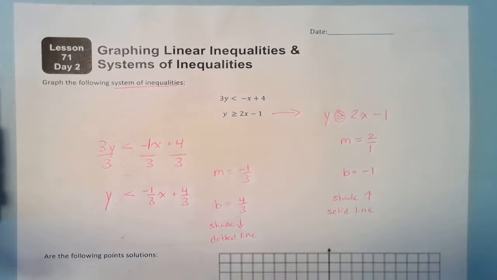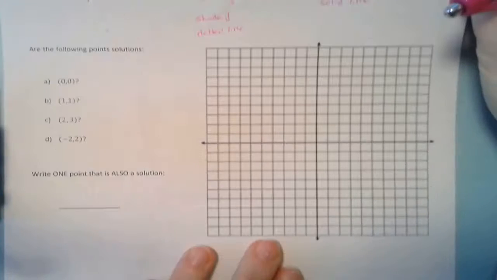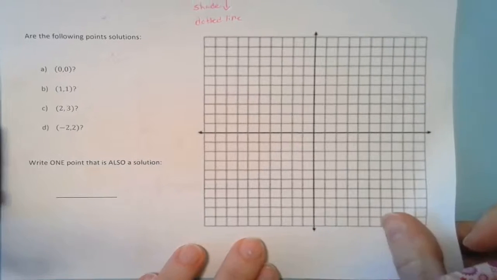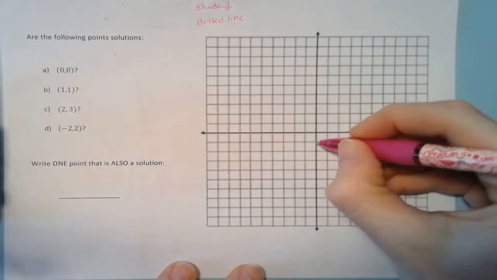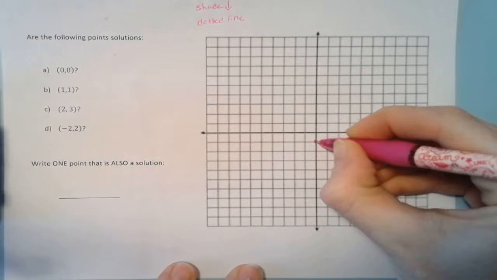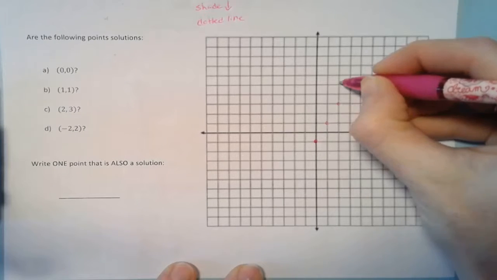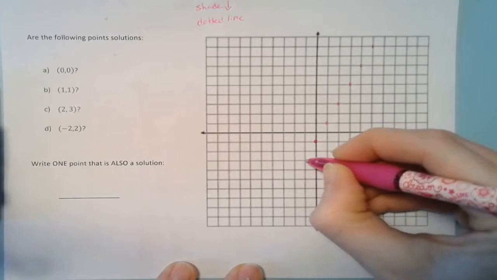All right, so now I'm going to move my graph up so I can start graphing this. Here we go. So again, I'm going to graph that first line first. My y-intercept was -1, so that's here. My slope is up 2 and to the right 1. I'm going to go down and to the left 1.